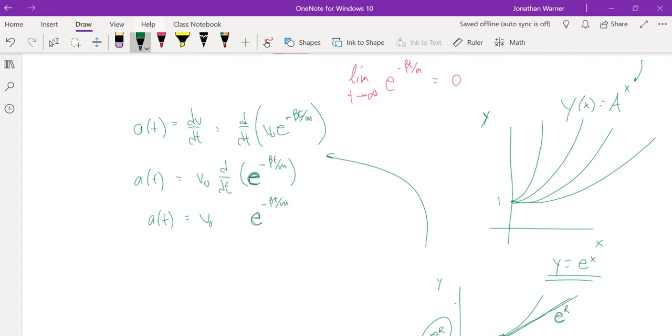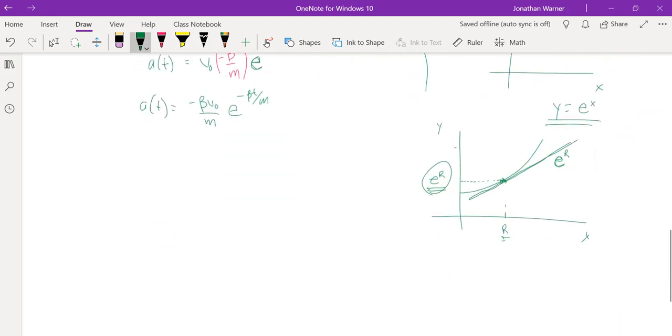What we have not done is differentiate the exponent itself with respect to time, which we are required to do. And so when we do that, we differentiate negative bt over m, and we get negative b over m. So that's our acceleration function. Acceleration as a function of time is negative b v naught over m e to the negative bt over m.